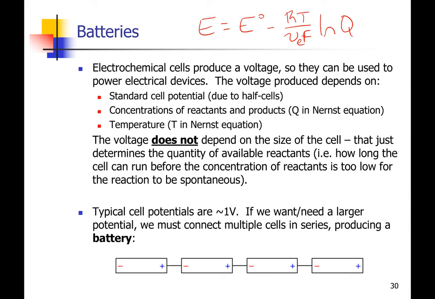It's important for us to remember that voltage is an intrinsic property, so it doesn't matter how big your battery is. A larger battery isn't going to produce a higher voltage than a smaller battery. The only difference between a big battery and a small battery is that the big battery is going to last longer because it's going to take longer for the reactants to run out. If you want to actually increase the voltage of your battery, then what you have to do is take multiple electrochemical cells and connect them together in series.